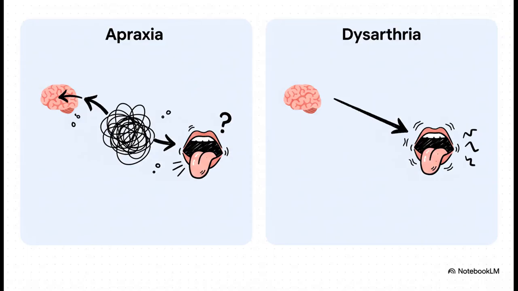All right, let's nail this down because it's a classic exam question. What's the difference between apraxia and dysarthria? Well, think of it like this. Apraxia is a brain planning problem. The brain knows the word, but the signals to the mouth muscles get all jumbled. It's a coordination issue. Dysarthria, on the other hand, is a muscle weakness problem. The plan from the brain is fine, but the muscles are too weak to actually form the words correctly, which leads to slurred speech. So, for your exam, just burn this into your memory. Apraxia is planning, dysarthria is weakness.